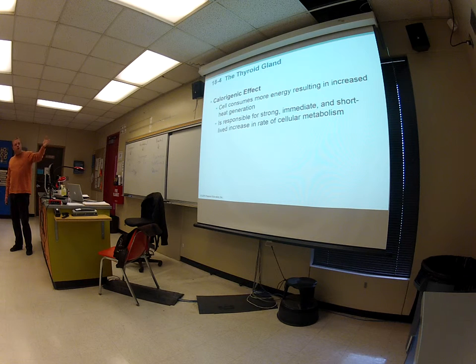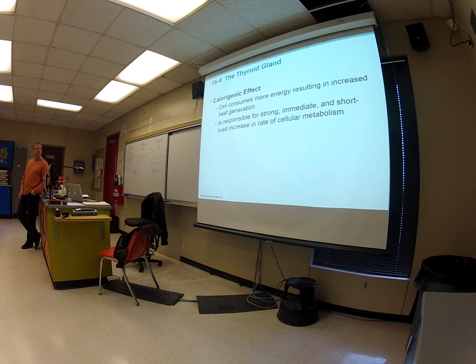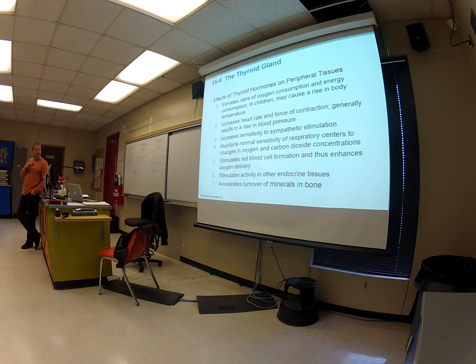Okay, so cells consume more energy, resulting in an increase of heat generation. It's responsible for strong, immediate, and short-lived increase in rate of cellular metabolism. Kind of gives you an idea of what the thyroid gland does. If it does increase metabolism and heat production, don't you think all of these will go hand in hand? So it accelerates the turnover of minerals, stimulates activity in other endocrine tissues, stimulates red blood cell formation, thus enhances oxygen delivery. Yeah, because that's all part of a sped up metabolic rate.